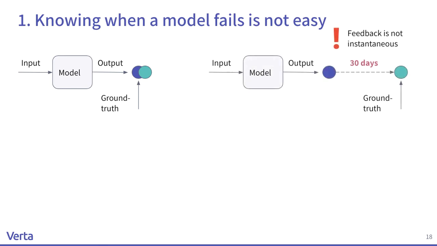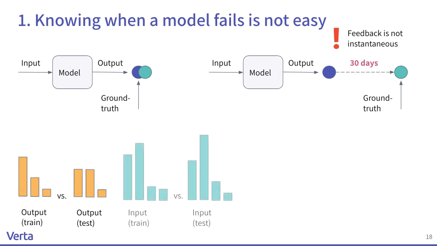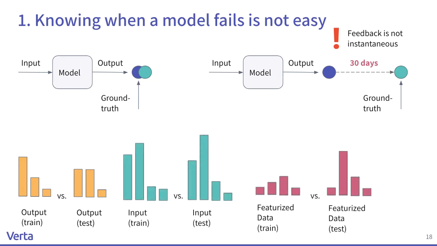However, unlike regular software, quality feedback is not instantaneous for ML. So you may have to look at other indicators like maybe output distribution and compare training and test set, or input distribution, as well as intermediate data points. This is one layer of complexity that you will deal with.